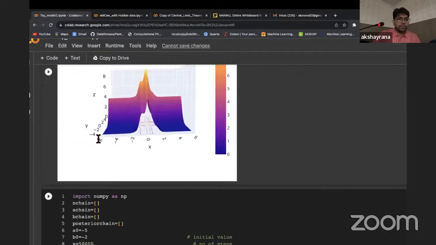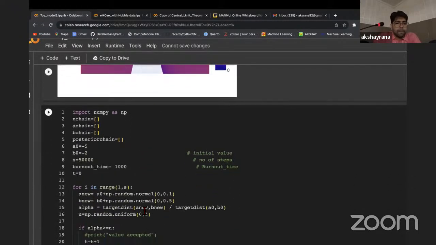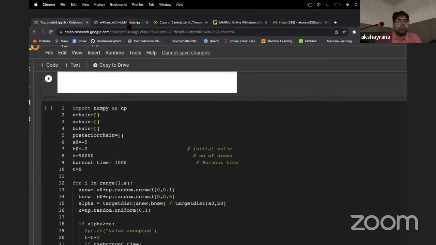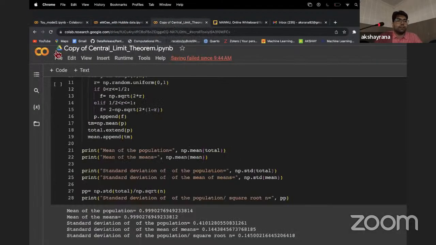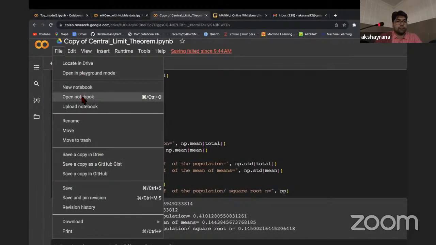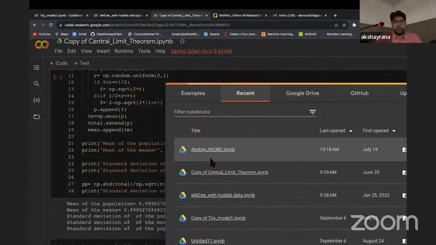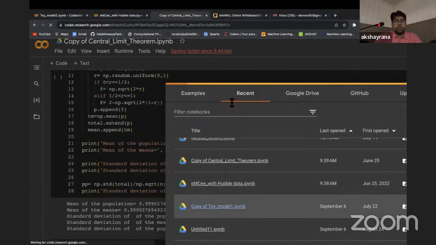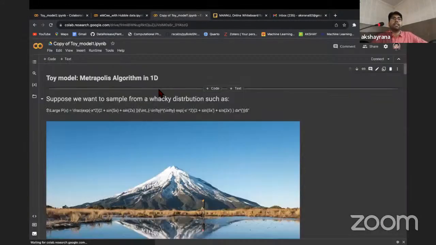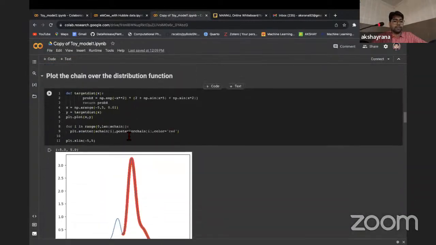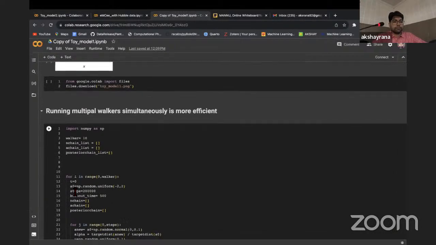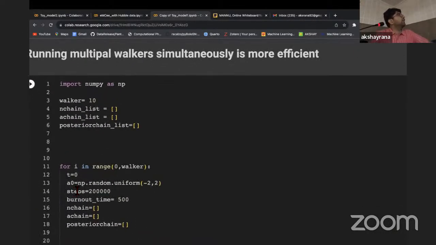Let me focus. Okay, that was the previous program, I think. Just give me 1 second. That's what we were doing. If you notice this, oh, okay, just a while.